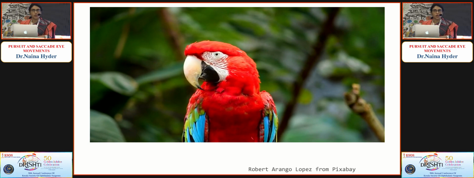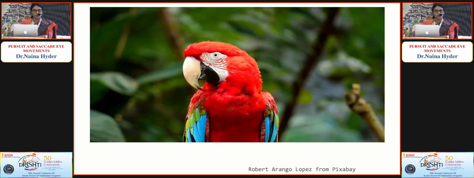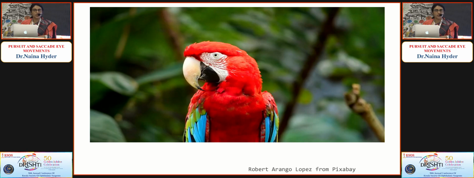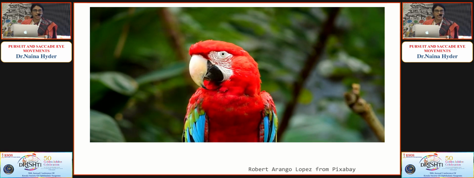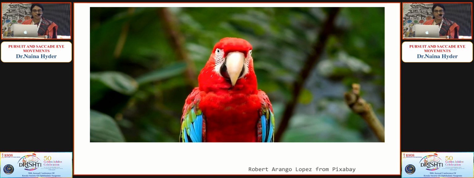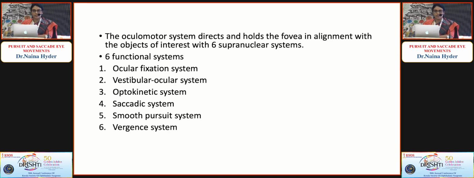The fundamental goal of the visual system is to detect objects and motion in the environment, and to track and keep the fovea with the objects of interest and get a high spatial resolution. So the oculomotor system directs and holds the fovea in alignment with the objects of interest with six supranuclear systems, namely the ocular fixation, the vestibulo-ocular system, optokinetic, saccades, pursuit, and vergence.